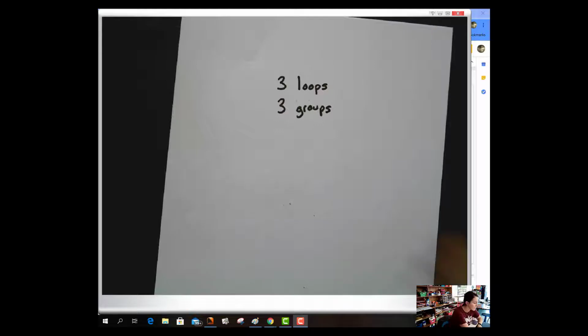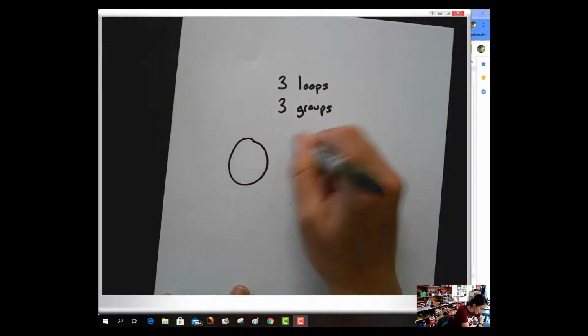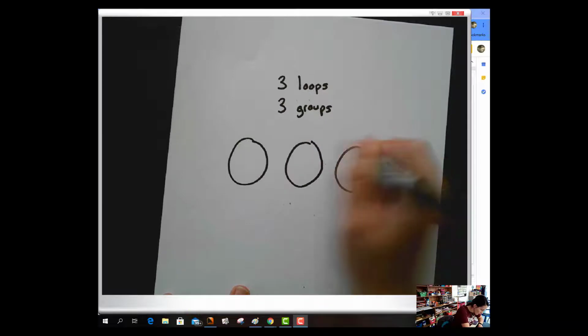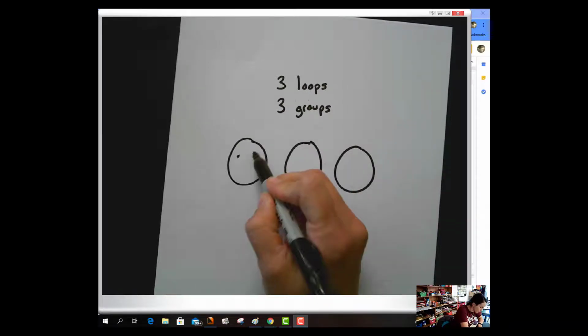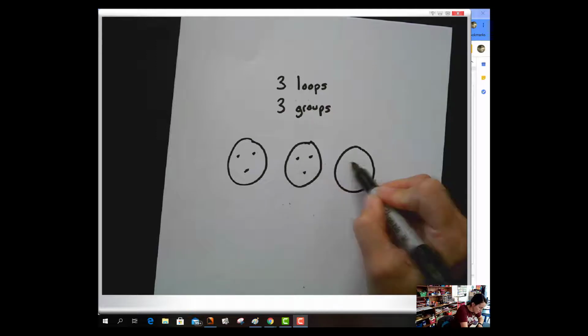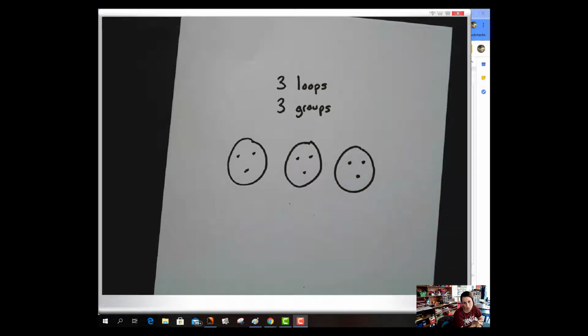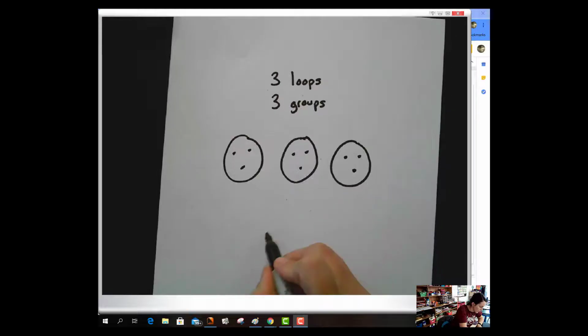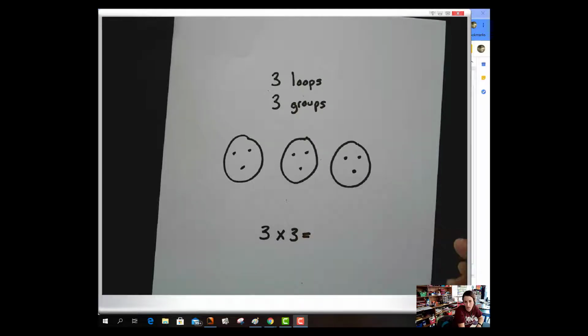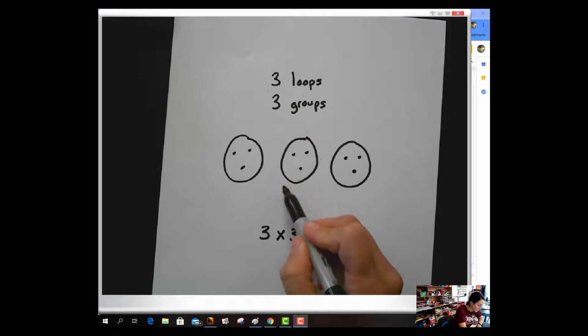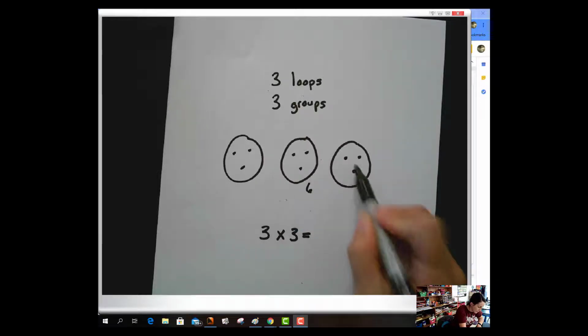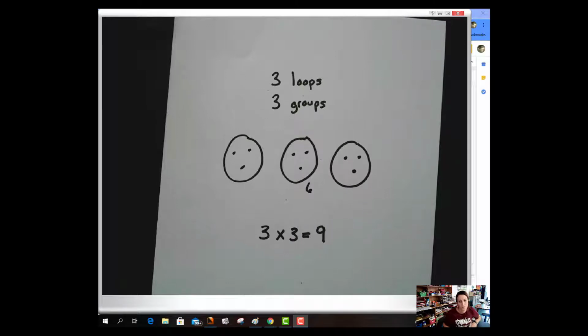Alright, ready to check your answer? So you should have 3 loops, 1, 2, 3, with 3 groups in them. There's 1, 2, 3, 1, 2, 3, 1, 2, 3. 3 loops that each have 3 groups in them. So that would be 3 loops times 3 groups equals, I don't know what to say there. You have to count up how many you have total. So you have 3 plus 3, ooh, doubles fact, which is 6, plus 3 equals 9. So 3 loops times 3 groups equals 9.